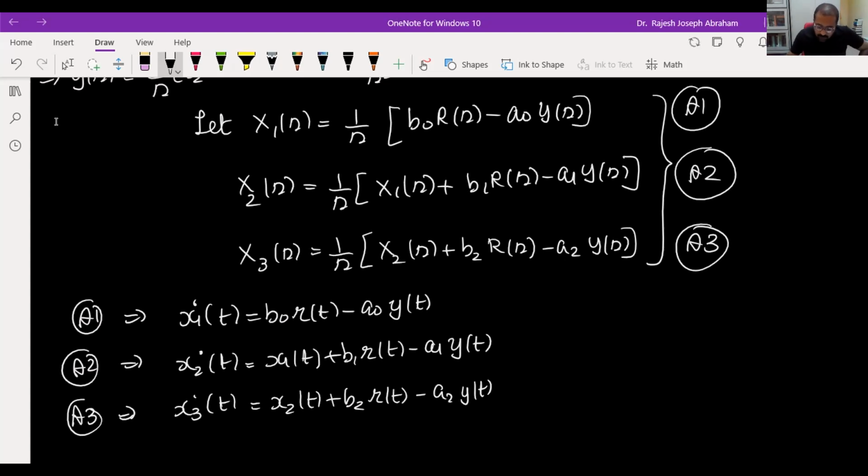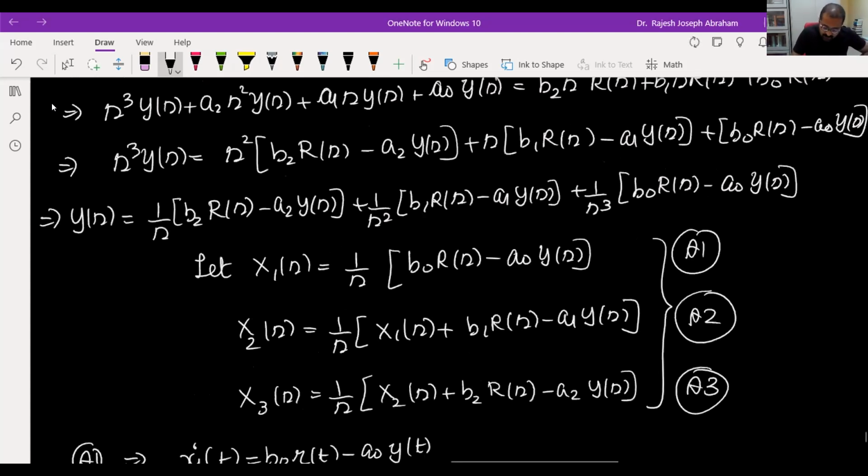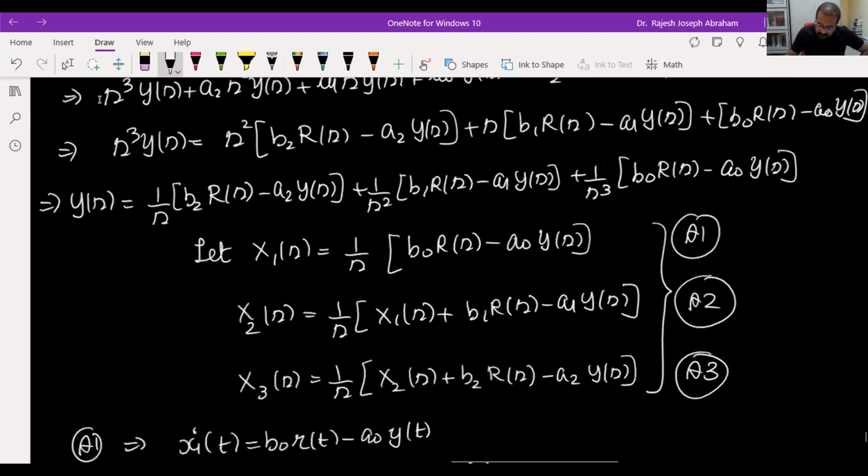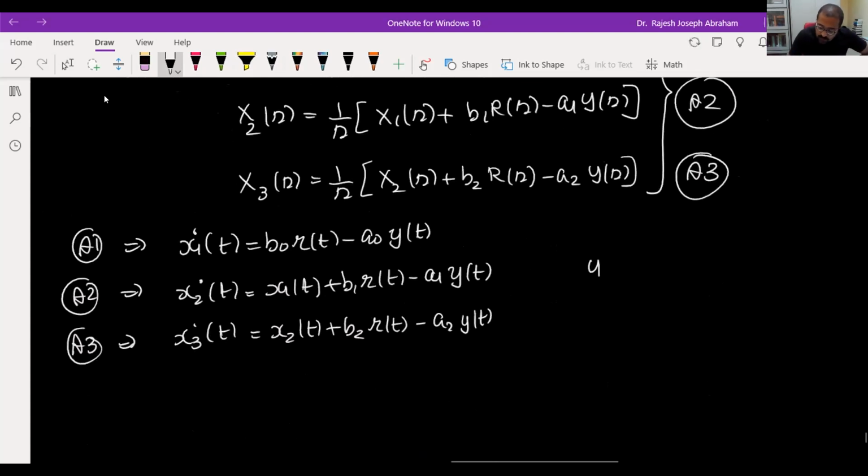Now what will be our y? y is not the sum of all these things; y is this term. So y of s corresponds to x3 of s. y of s is nothing but x3 of s. So that means y of t is x3 of t.